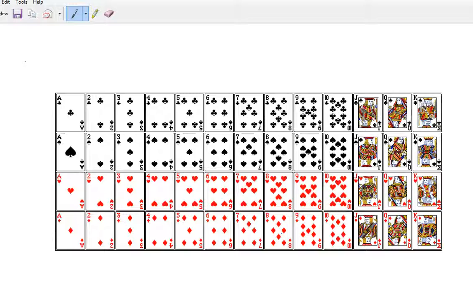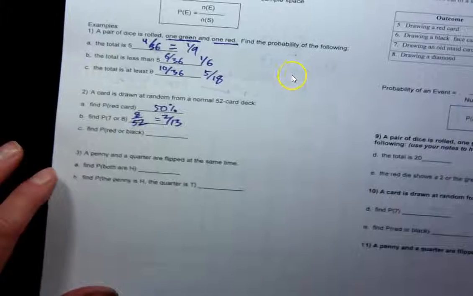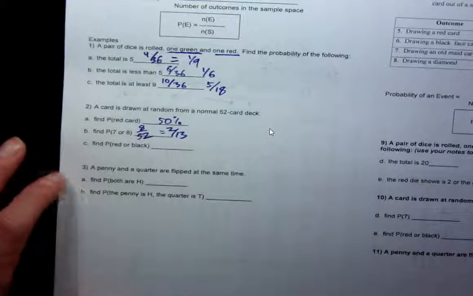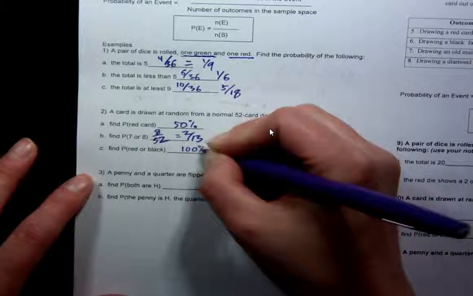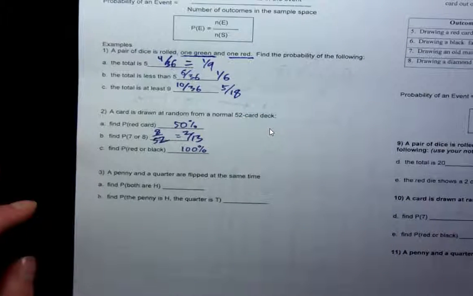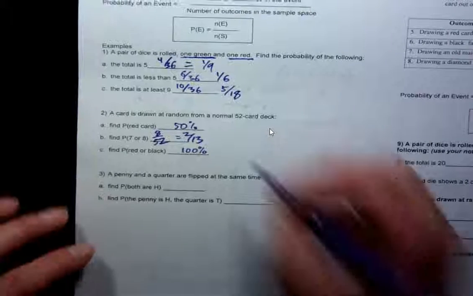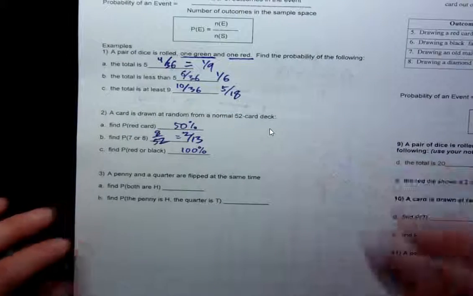And then the last one on your paper is the probability it's either red or black. What's the probability it's red or black? 50%. Well, 50% for the red card, 50% for the black card. So what is it total? 100%. Any card you draw is going to be red or black if it's part of the normal deck of cards. 2 out of 13 is when that reduces.